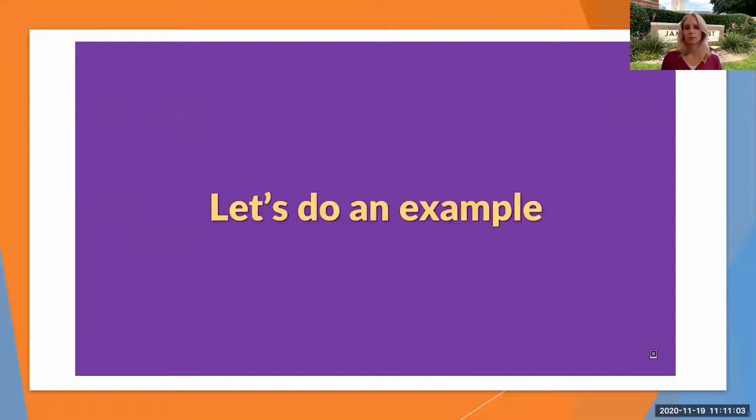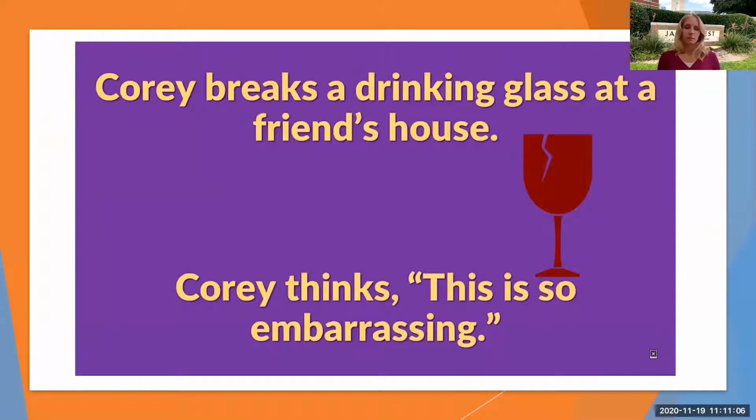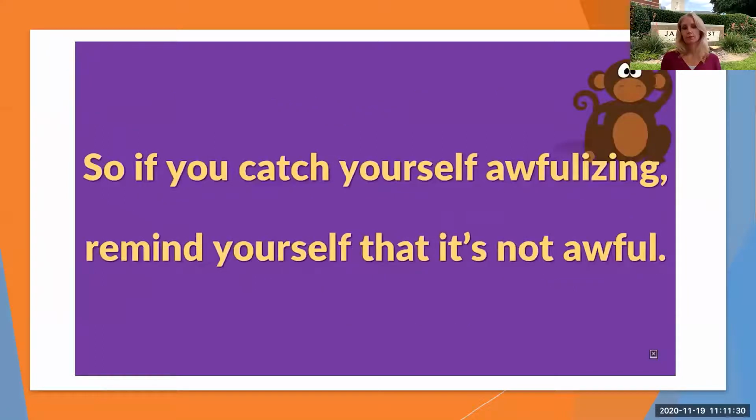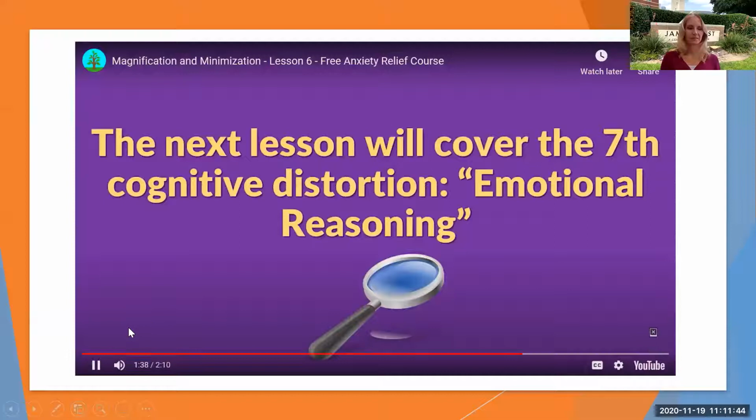Let's do an example. Corey breaks a drinking glass at a friend's house. Corey thinks, this is so embarrassing. Corey doesn't need to get embarrassed. People break glasses all the time, and if no one got hurt, there's really no harm at all. What Corey could think instead is, I feel bad about breaking the glass, but it's not the end of the world, and getting worked up won't fix the glass. So if you catch yourself magnifying or awfulizing, just remind yourself that it's not awful, and getting worked up over it won't make it any easier. It helps if you try to take yourself a little less seriously. The next lesson will cover the 7th cognitive distortion.